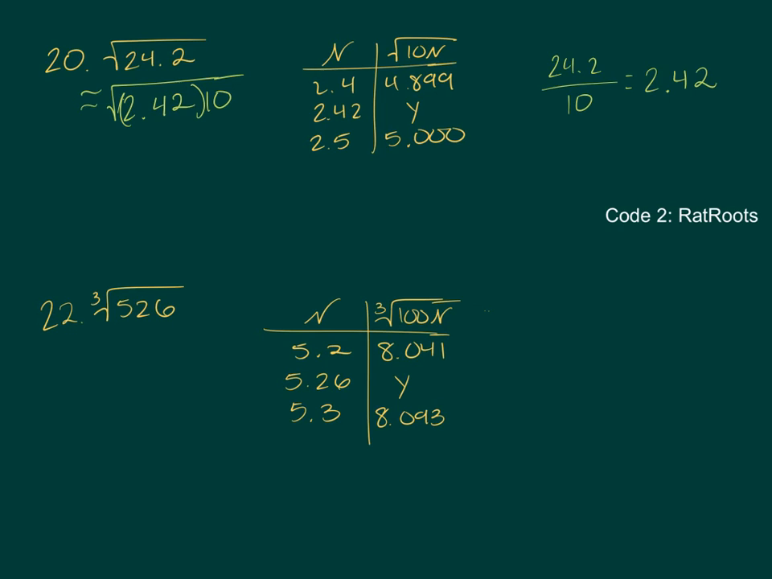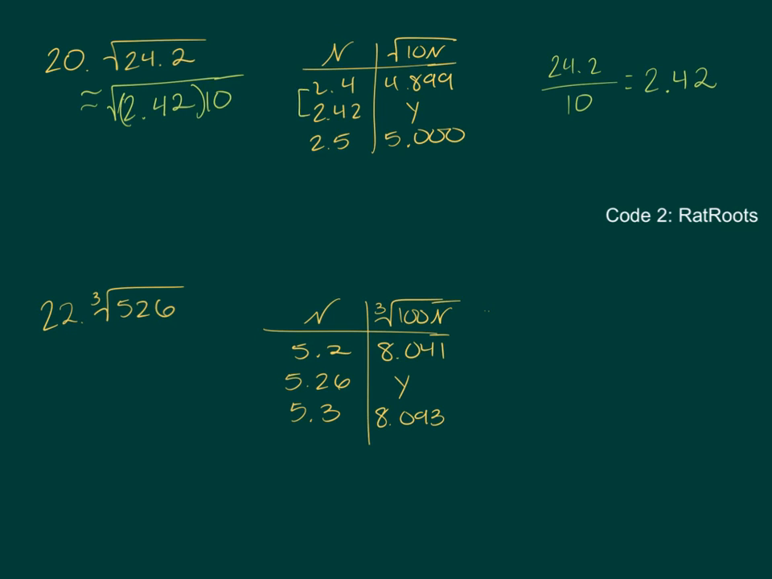What's nice about the charts that we have in 810 and 811 is that they include columns just for this type of situation. So we find our n, which in this case is between 2.4 and 2.5, and then we look at the column that says square root of 10n, because that's what we have, 10 times our number, and we read off our values. So 2.4 corresponds with 4.899, and 2.5 corresponds with 5.000. And then we're going to solve using proportions on this.